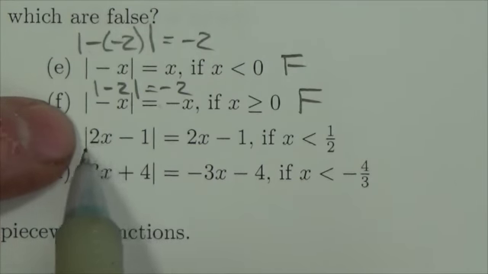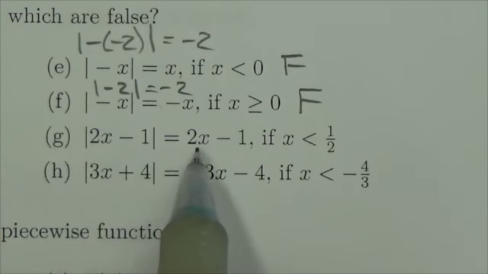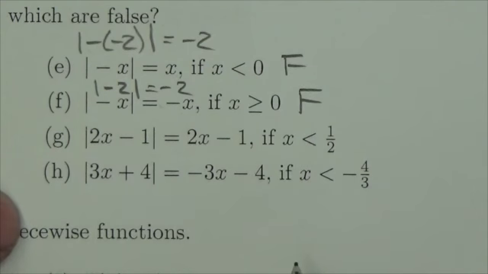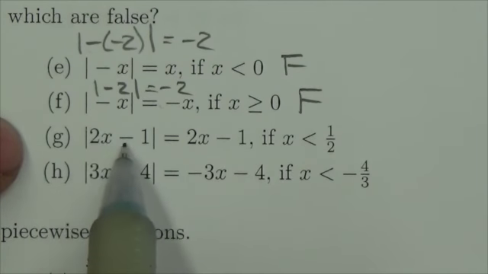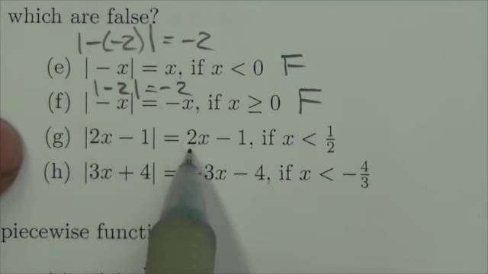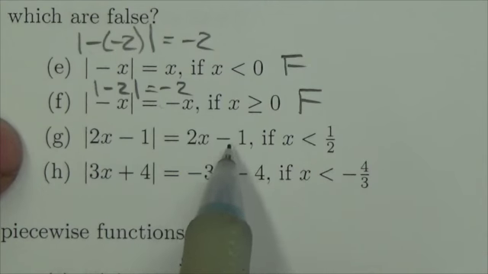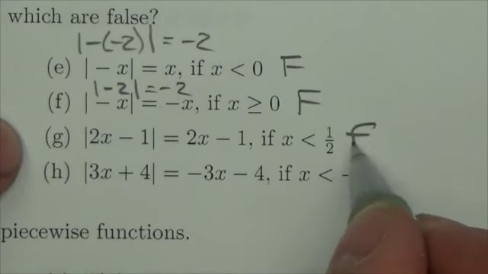Now let's try this. Is the absolute value of 2x minus 1 equal to 2x minus 1 if x is less than a half? Let's pick a number less than a half and just see if that works. Okay? Pick 0, for example. 2 times 0 is 0, minus 1 is -1, and the absolute value of -1 is 1. Minus 1 is -1. No, those aren't equal.